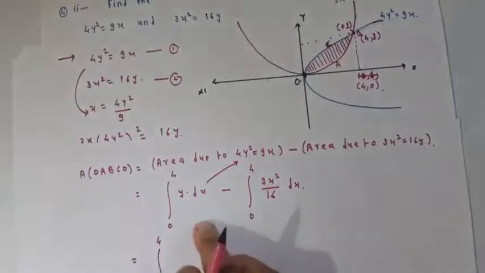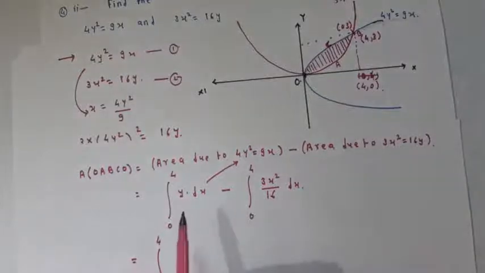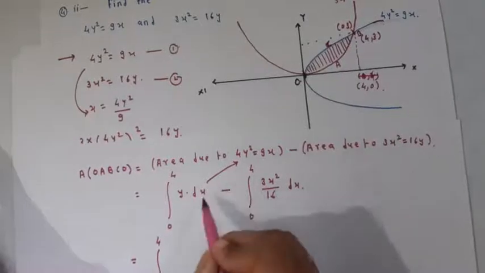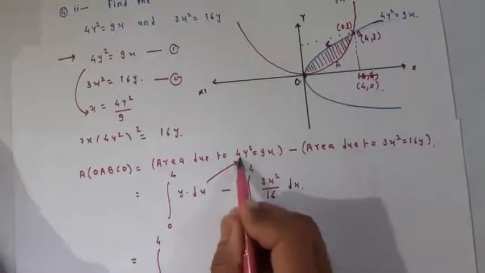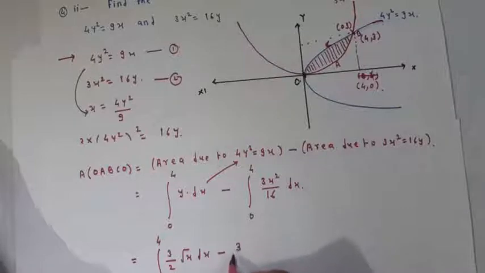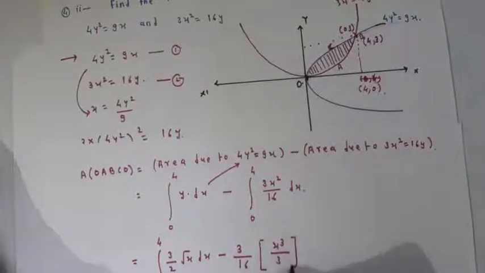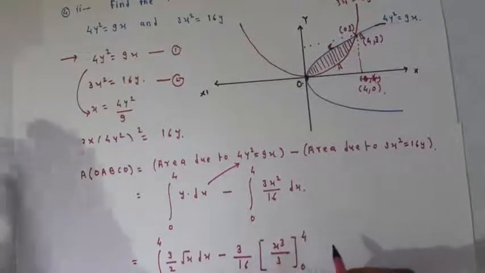We are integrating with respect to x, that's why we take the limits of integration according to x. So here, taking the square root on both sides, y equal to 3 by 2 root x, with respect to x, minus 3 by 16 as it is, integration of x raised to 3 upon 3, limits of integration 0 to 4.